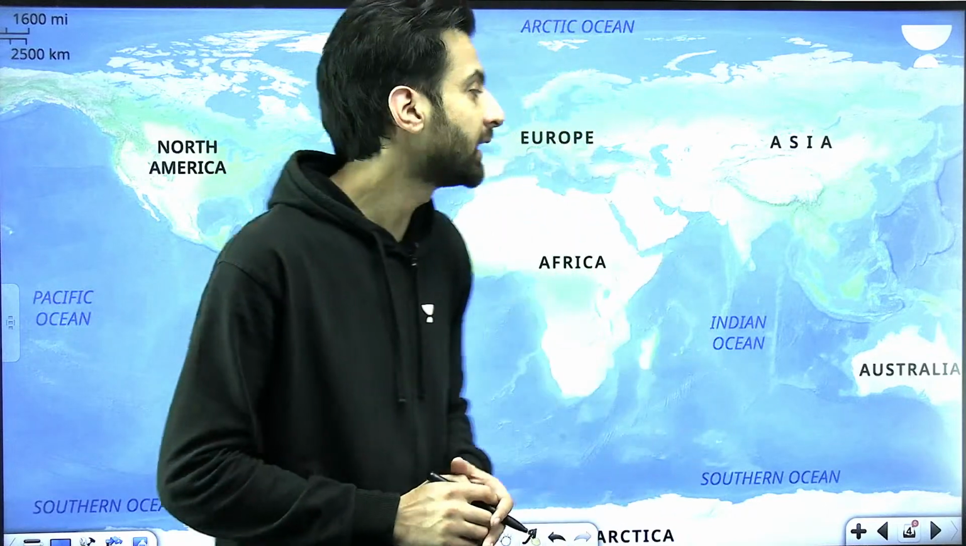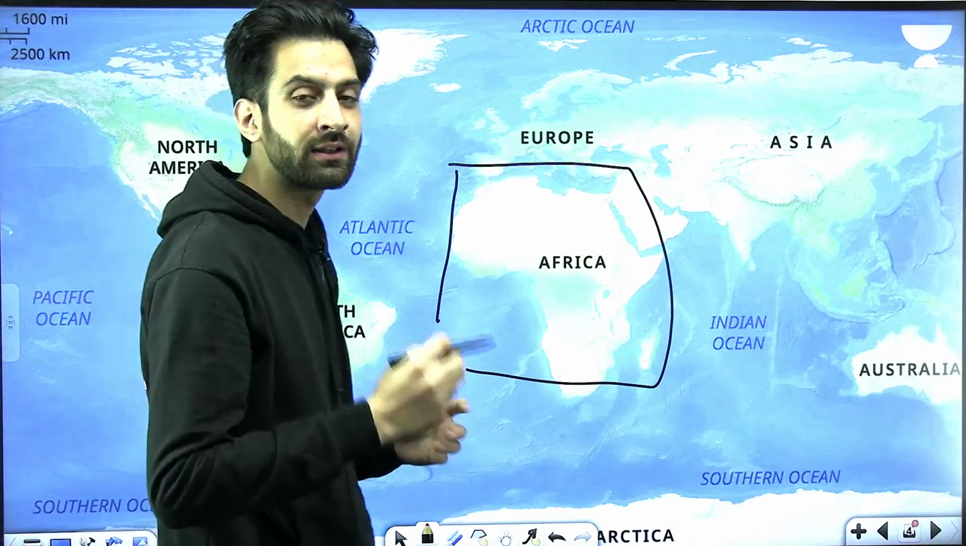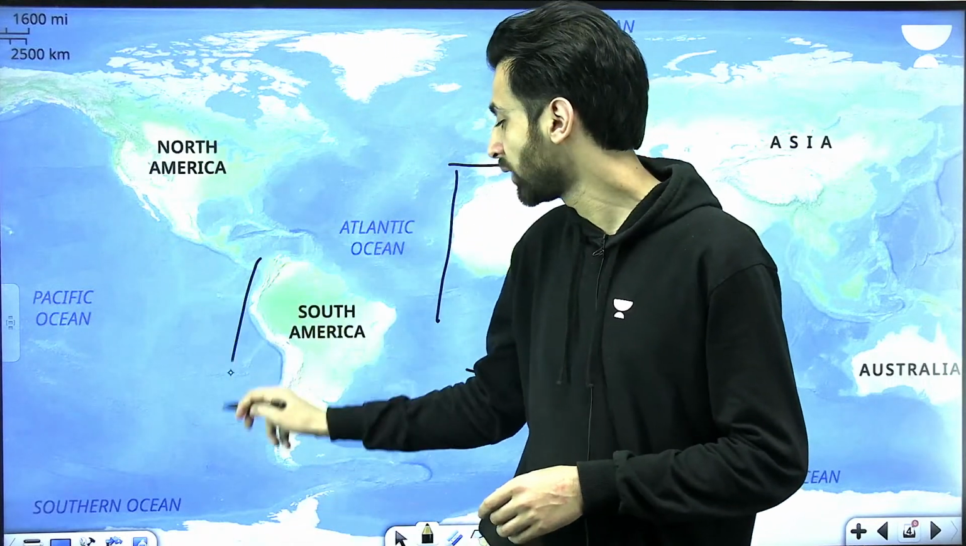Today we're going to do the mapping of South America. As you already know, this is a mapping series and we have already done the African part. We are done with this continent. We have learned about the physical and the political map of Africa as well. Now today what we are going to do is South America. This will be our today's target.